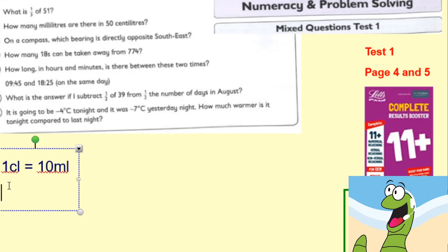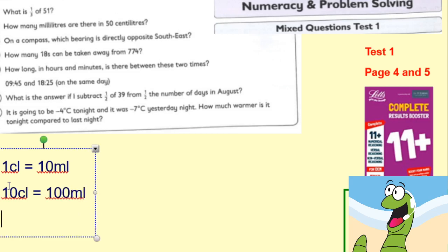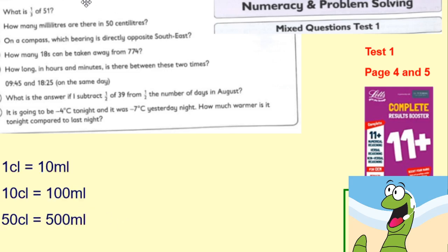10 centiliters would equal 100 milliliters, which means that 50 centiliters would equal 500 milliliters. And that's your answer: 500 milliliters.